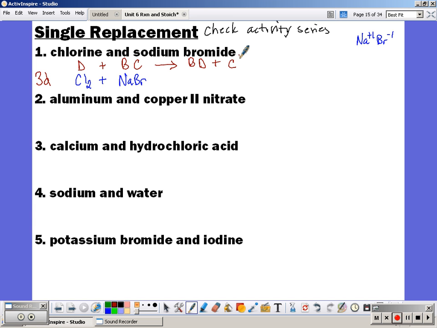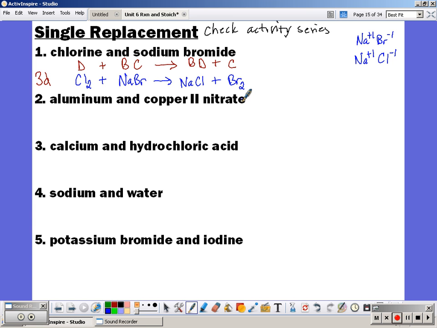So we look on the activity series in our reference table. At the top is the activity series for halogens. Chlorine is above bromine, so this reaction takes place. B in the problem is sodium. D is chlorine. Chlorine has a charge of -1. So we get NaCl plus Br. Bromine is a diatomic, so it's Br2.